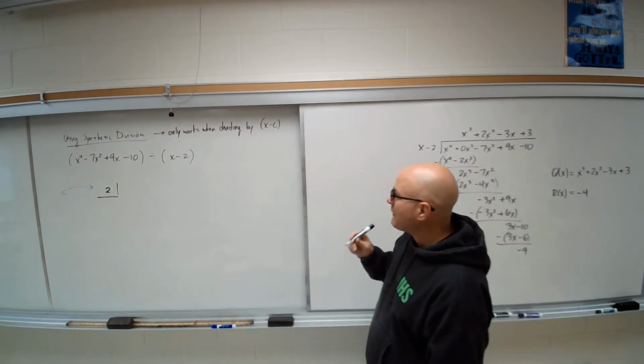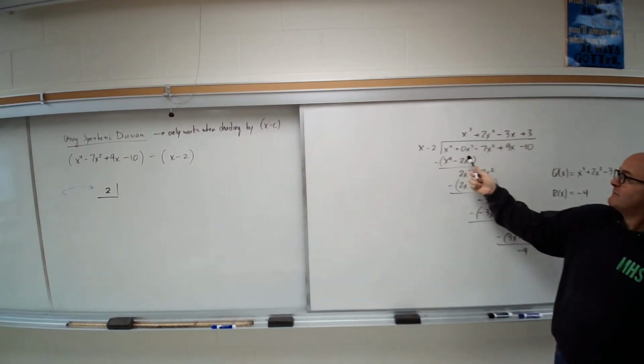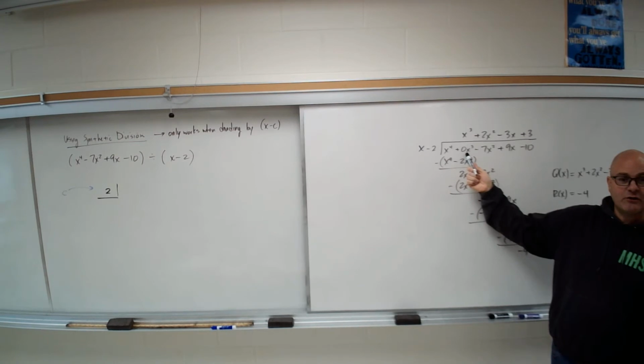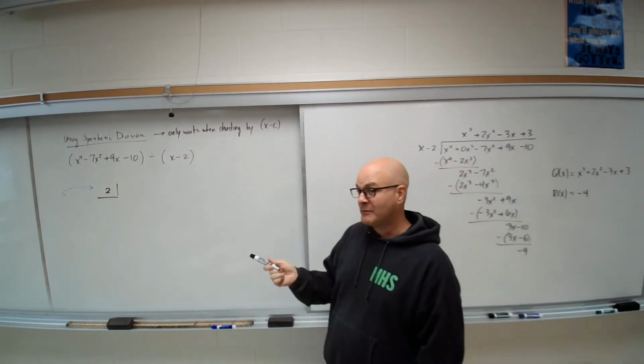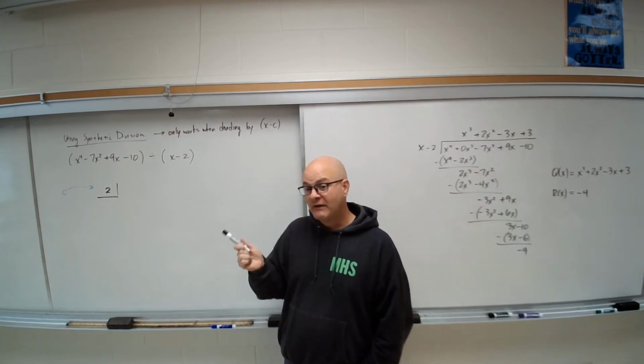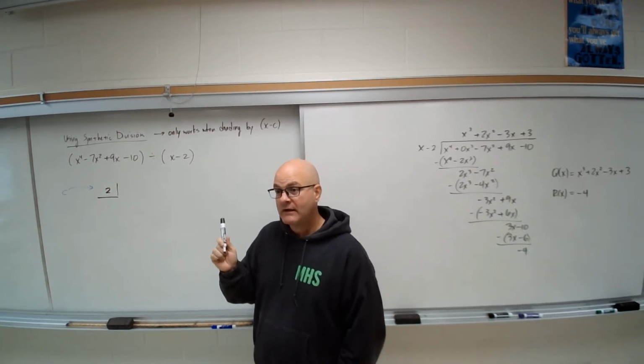Now, we mentioned that with the long division, it was nice to put a spacer here for the 0x cubed. It helped things line up better. With synthetic division, you have to put a spacer. If you don't put the 0 there, it will be wrong. It just won't work out.